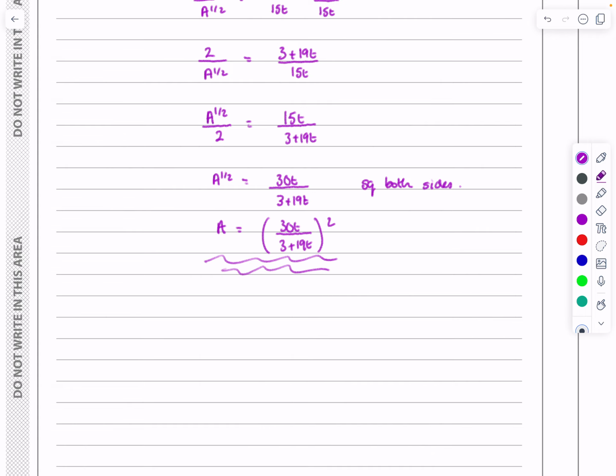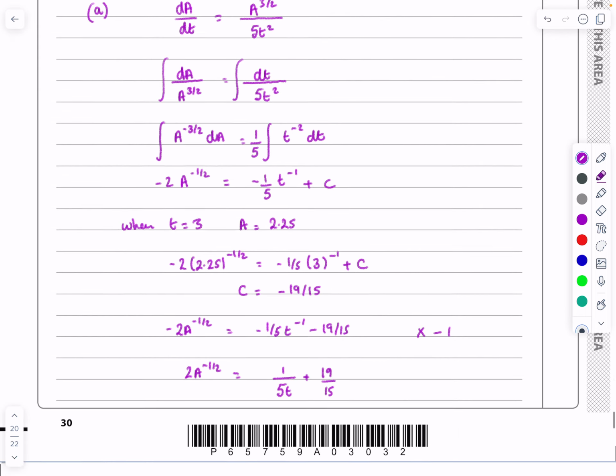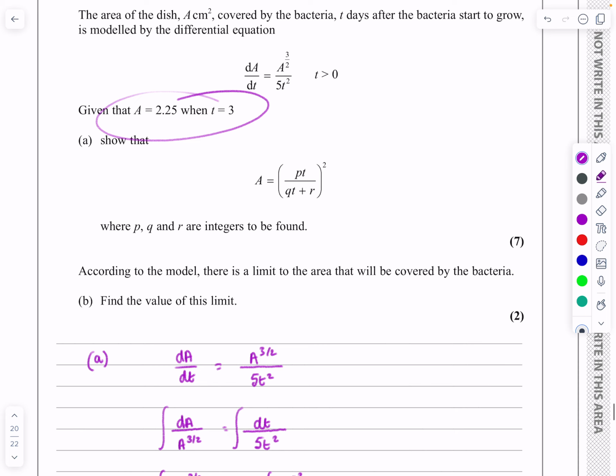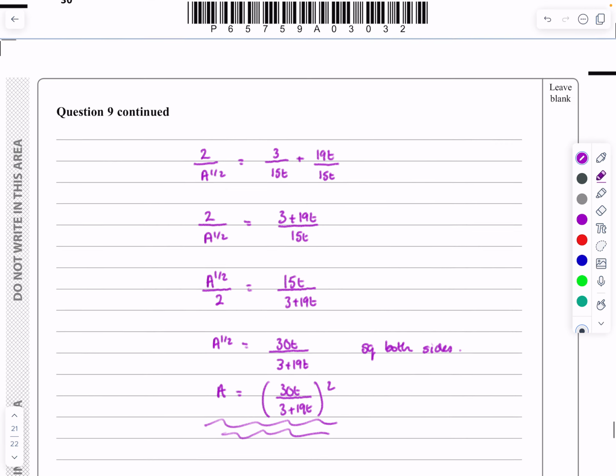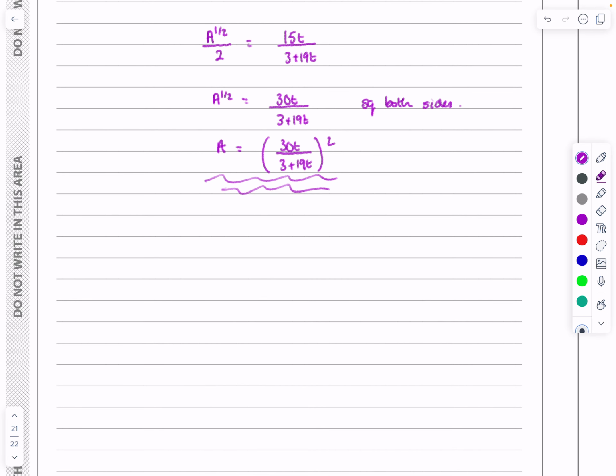So fantastic, I've got that first part done. And the second part, it's not too bad. 2 marks is just a relatively standard sort of thing that they ask us to do. They're going to say, according to the model, there's a limit to the area. So what's happening is that this area is changing, dA by dt, but the limit will happen when t is equal to infinity. As we get towards an infinite amount of time, what's happening to the area here? So that's all we need to put in for the limit.